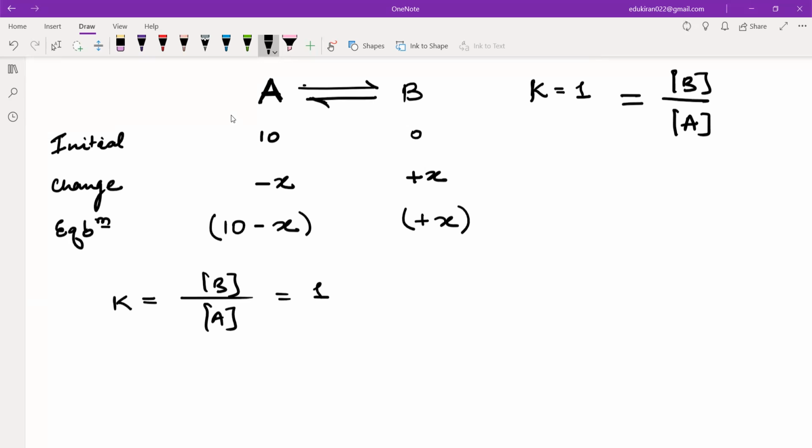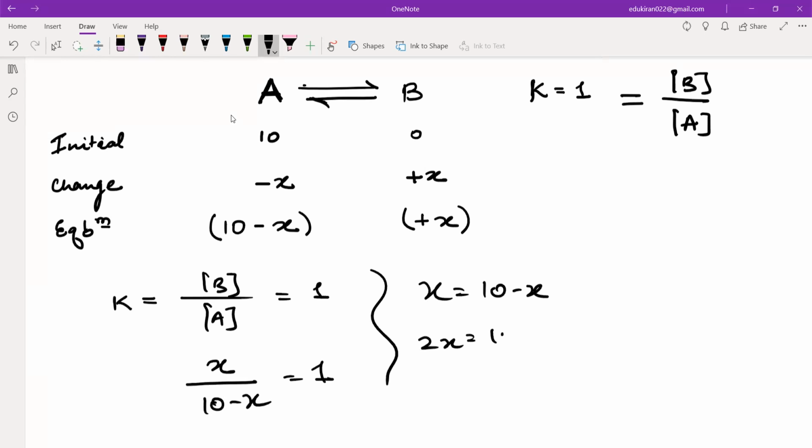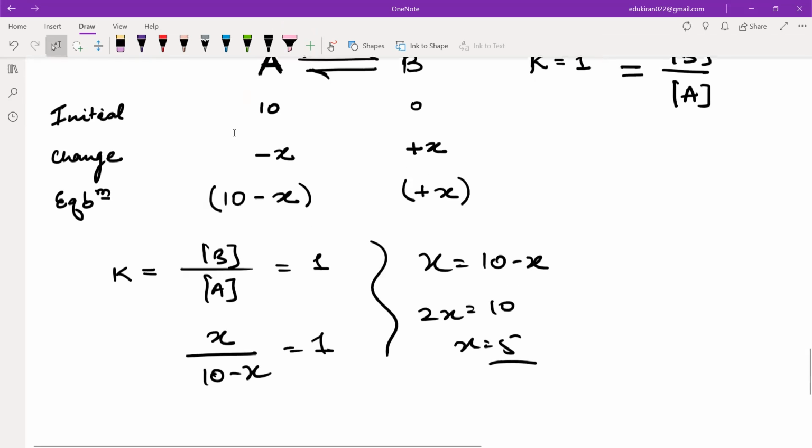Now what I'm going to do, I'm going to write the B concentration. What is the concentration of B? It is X. What is the concentration of A at equilibrium? It is 10 minus X, which is equal to 1. And hence I will say X is equal to 10 minus X. So 2X is equal to 10 and X is equal to 5. That means at equilibrium, we will have 10 minus 5, 5 moles of A and 5 moles of B. So this is the simplest thing that you can have.